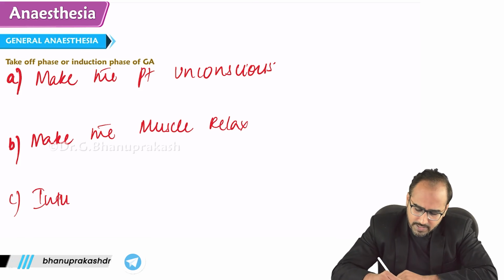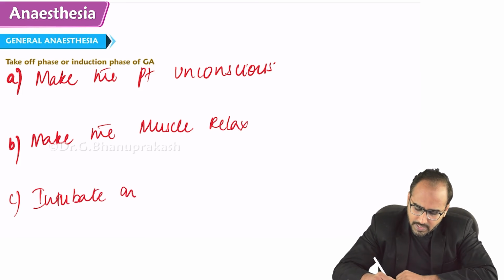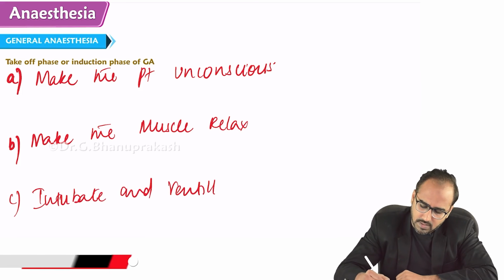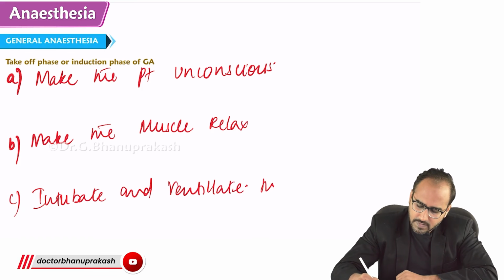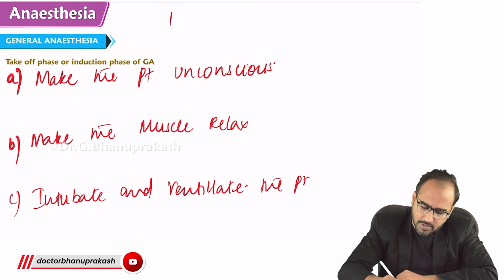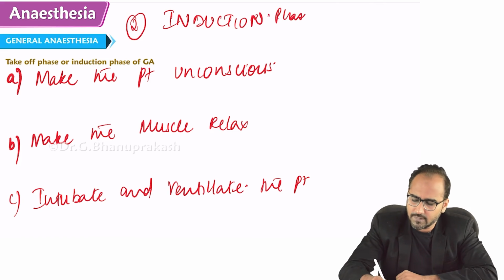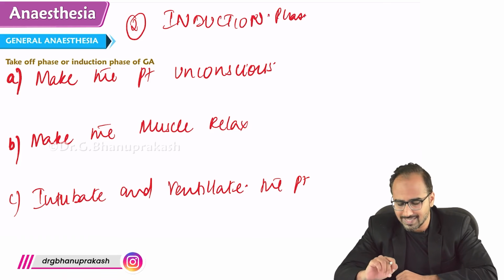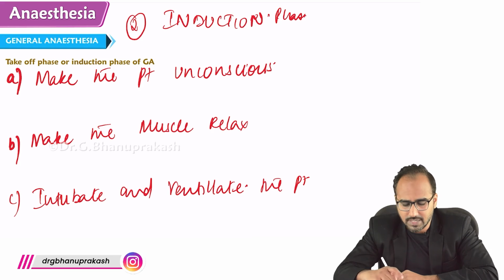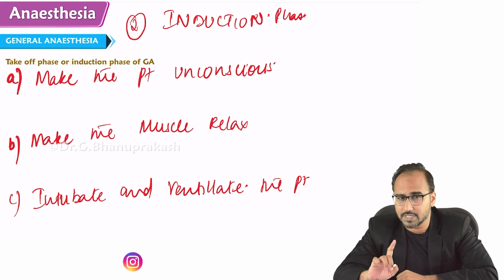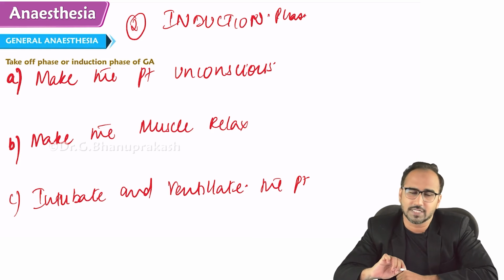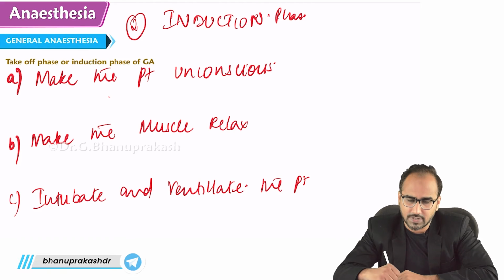Intubate and ventilate the patient. Right? We are talking about what phase? We are talking about the second phase, which is called as what phase? Induction phase. These are 3 aims of the induction phase. Now guys, look over here. If you remember the induction phase aims, you can easily remember the maintenance as well as reversal. The first aim is make the patient unconscious, second is make the muscle relax, third is intubate and ventilate.